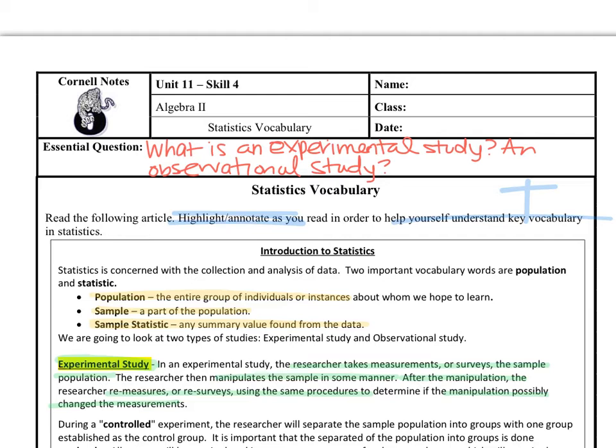So the next thing I highlighted was experimental study. The researcher takes measurements or surveys the sample population. And then they manipulate the sample in some manner. So whether they're giving a placebo and then giving a regular medication or something of that sort. After the manipulation, they have to then remeasure or resurvey using the same exact procedures to see if the manipulation changed the measurements.